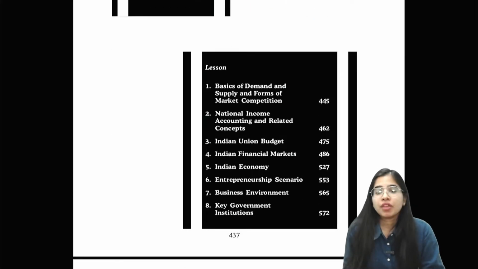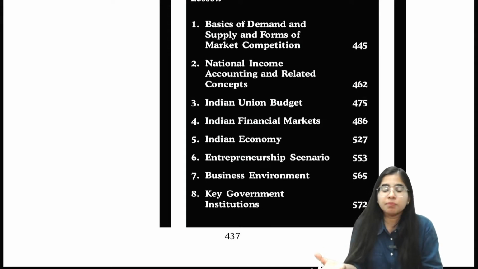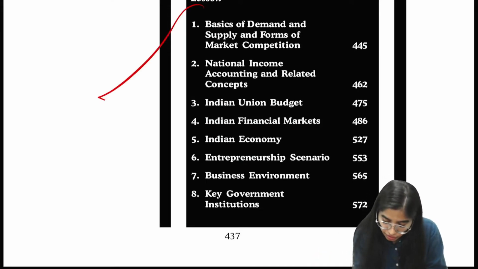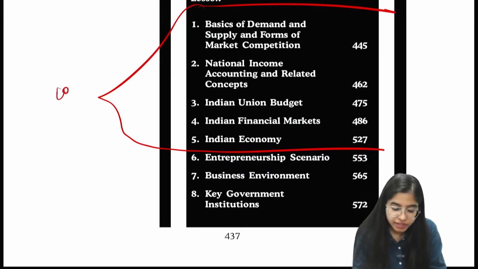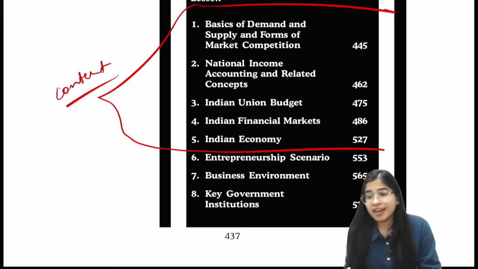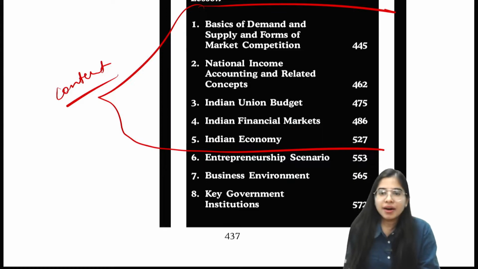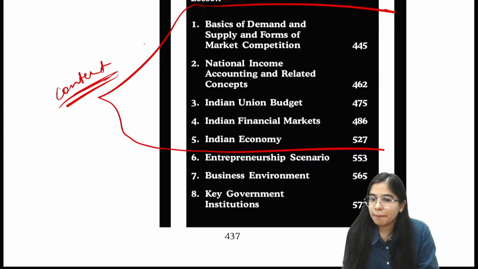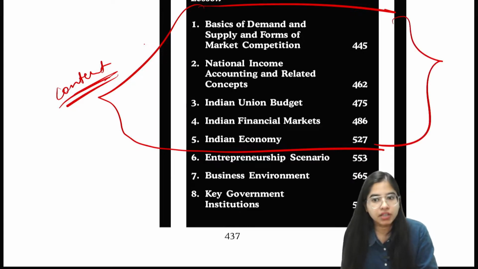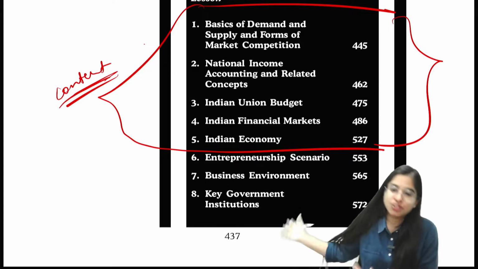Now, ma'am, if you see the syllabus of economics, you have already completed it, right? It covers chapter number 1 to chapter number 5, which is huge. The content is so much. Just like legal aptitude, the content was so much, but the marks were only 25, right? Similarly, in economics, the content is so much. 5 chapters, that too.